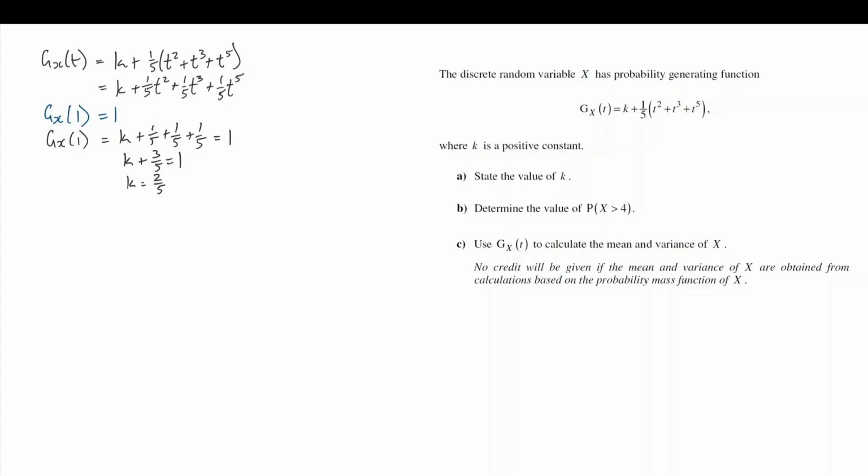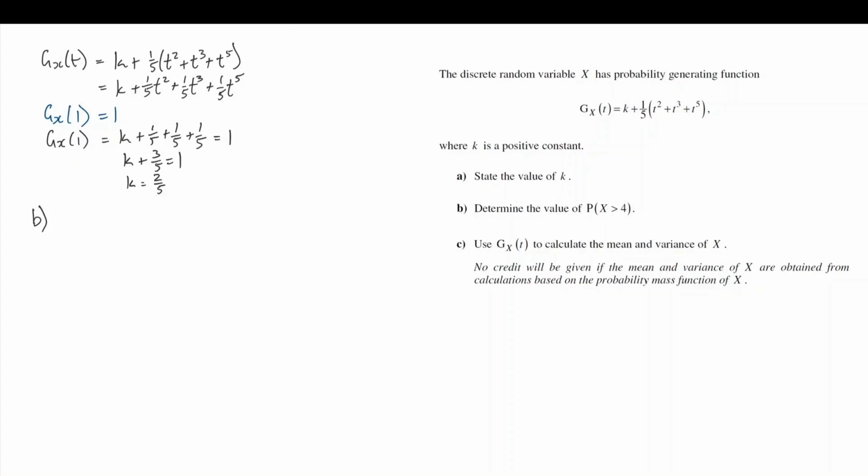Part B asks us to determine the value of the probability of x being greater than 4. Well, to go ahead and find any probabilities, I really want to show this probability generating function in a probability distribution. Now, this is quite a simple generating function, so it should be easy to put into the probability distribution. We have all of the outcomes except for the outcome that matches k.